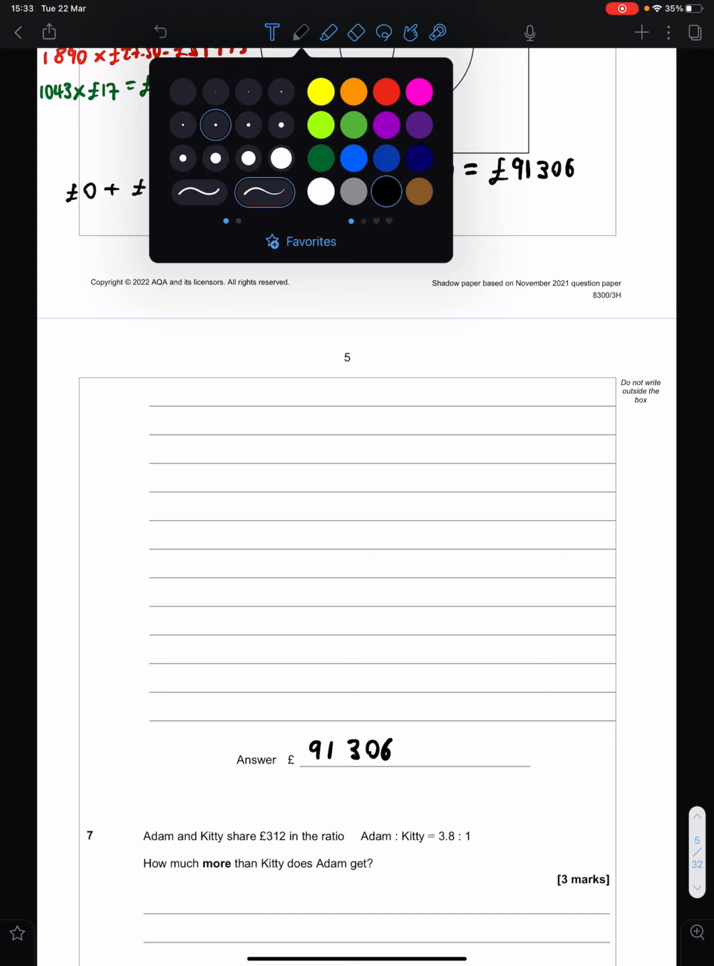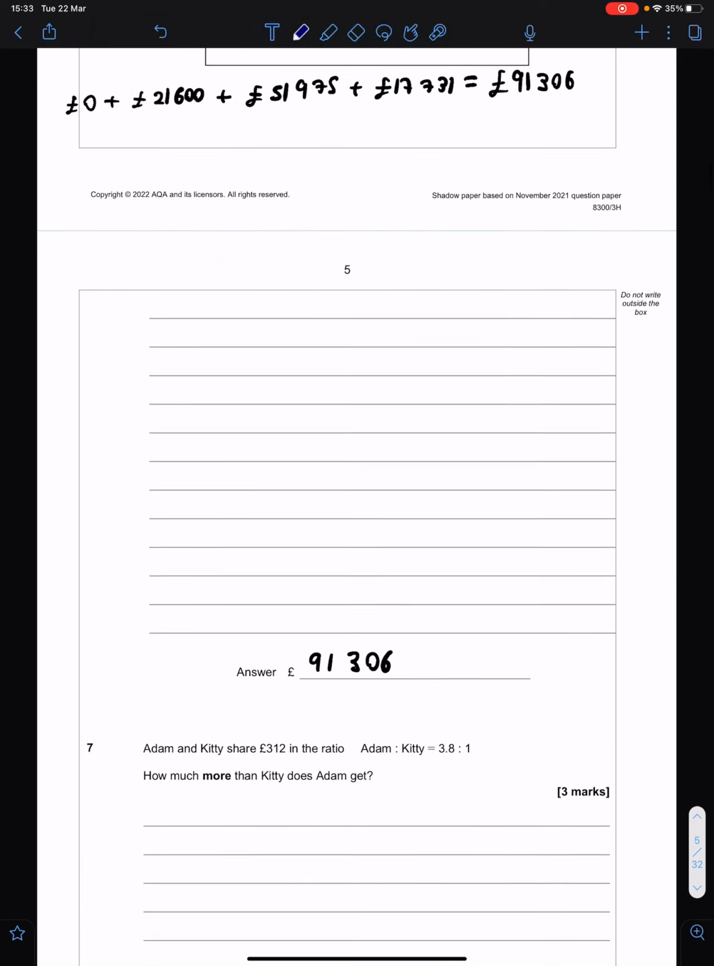All right. Let's go back to blue. Let's go for a darker shade of blue. Let's go for this one. This looks good.